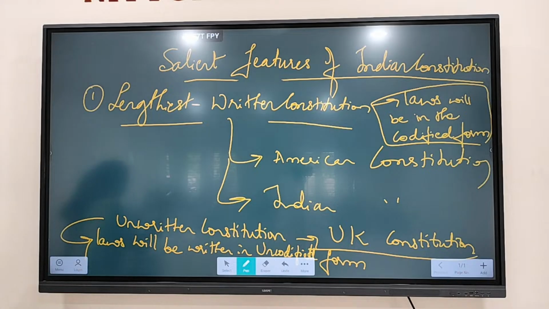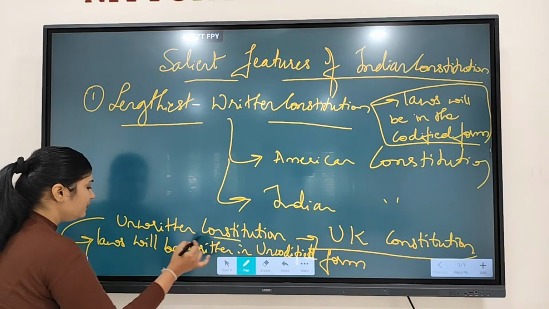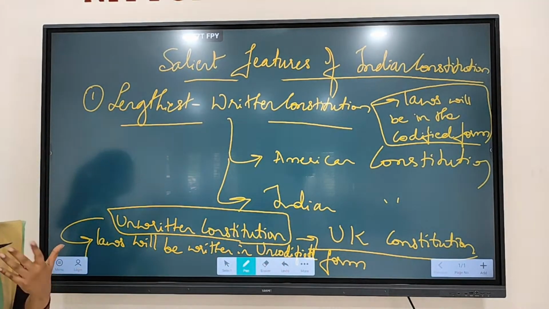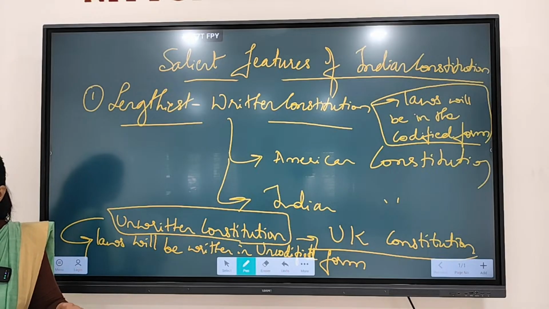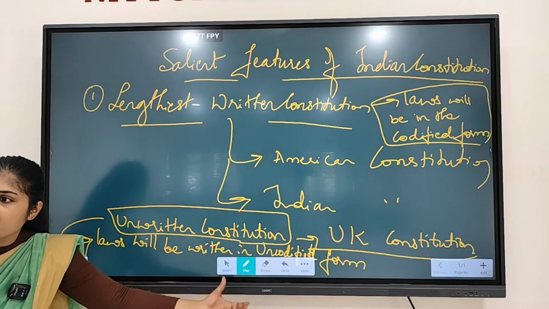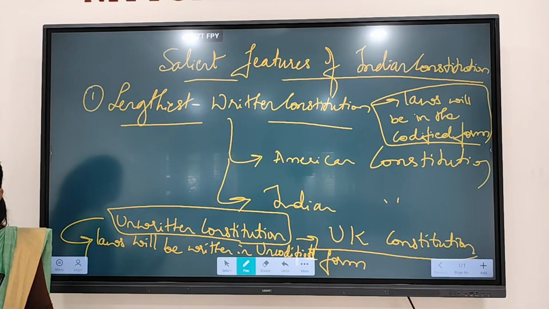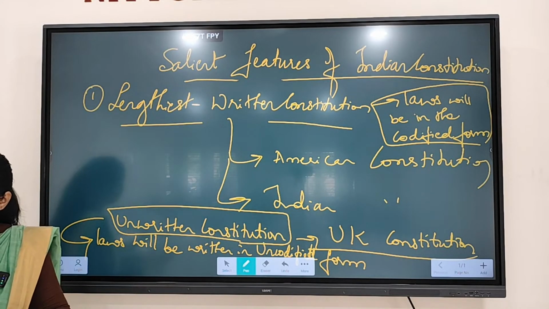They are having the books for legislature, the books for executive, and the books for judiciary in separate sections in their library. Several books are meant for that. That is what is called uncodified form. Don't think that the laws are not written. That is not a proper statement here. Laws are written, but not in one single book.